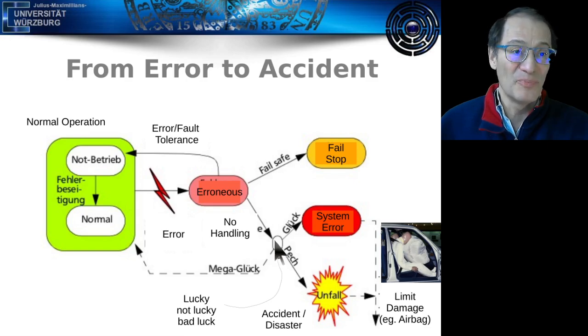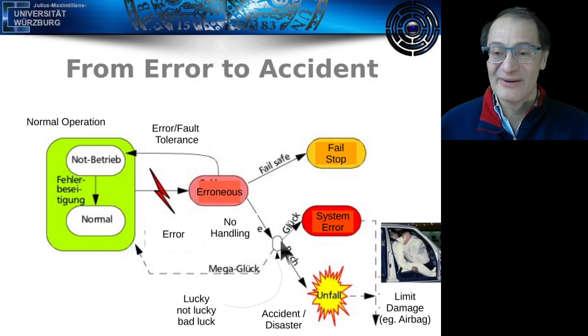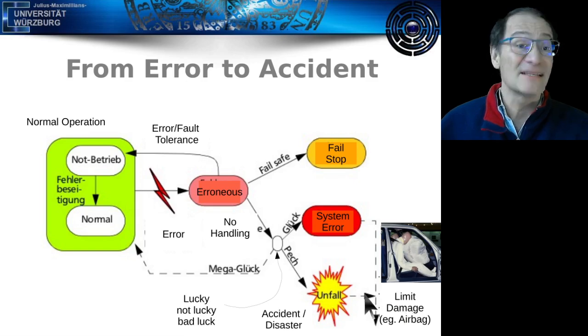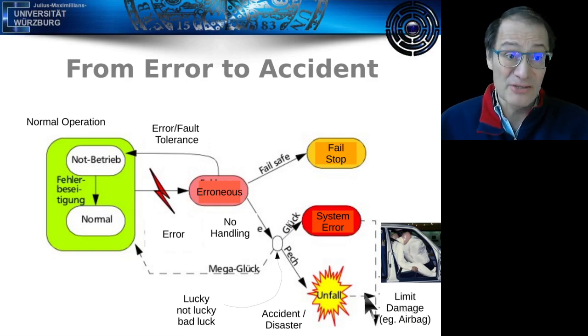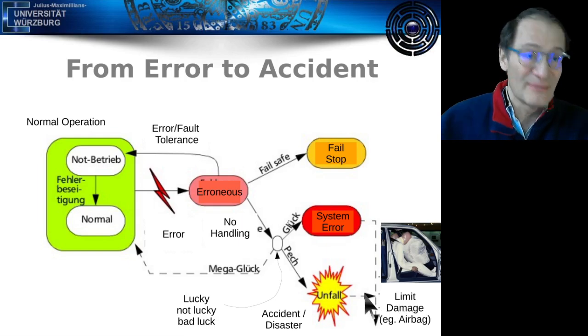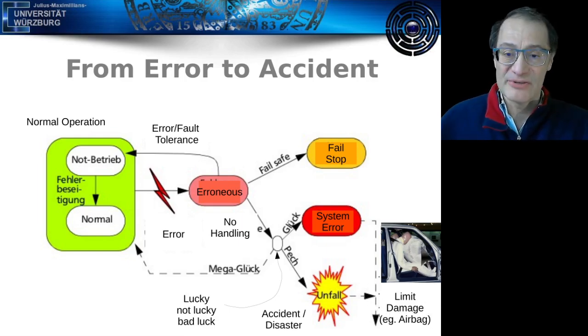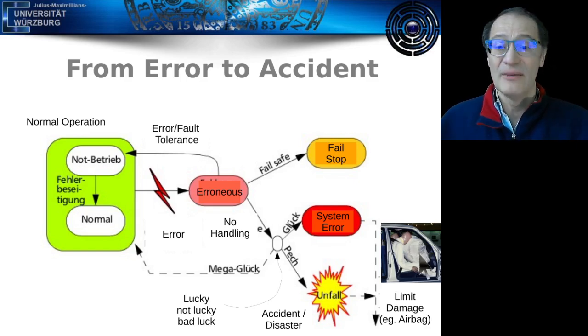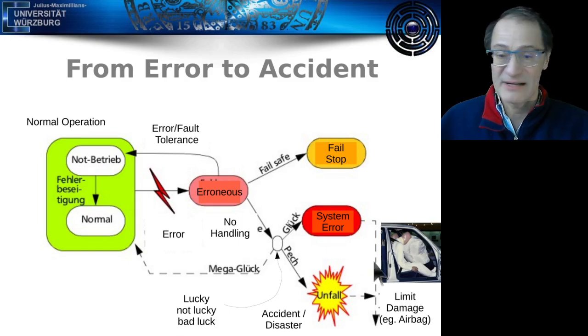Then we have two possibilities. If we are in luck, then we have a system error without consequences, or if we are not in luck, then we have an accident. And from the accident, we have the situation where we shall do something to limit the damage. So the accident is already done, the damage is coming, but we can implement more functionality to limit the damage. That is the case of the airbag. Okay, we were not able to avoid the accident, but we protect the drivers.